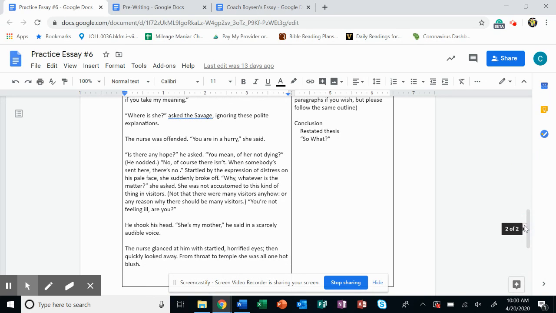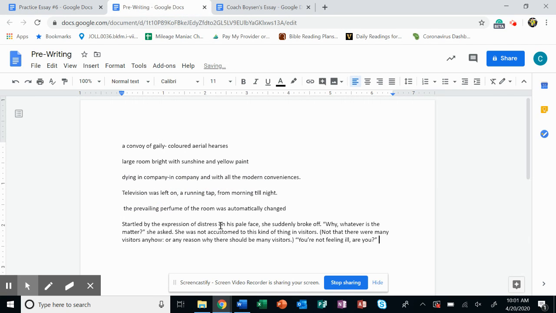Okay, then we get into this conversation that the Savage, or John, has with the nurse. Okay, where is she? The nurse is offended. You were in a hurry. Is there any hope? You mean of her not dying? No, of course there isn't. When somebody's sent here, there's no hope. Looks like we're missing a word there. Startled by the expression of distress on his pale face, she broke off. Why, whatever is the matter? I'm going to pull this whole thing. I'm not going to use it because I don't want to quote that long. I'm going to pull it, and then I'm going to deal with that in a minute.